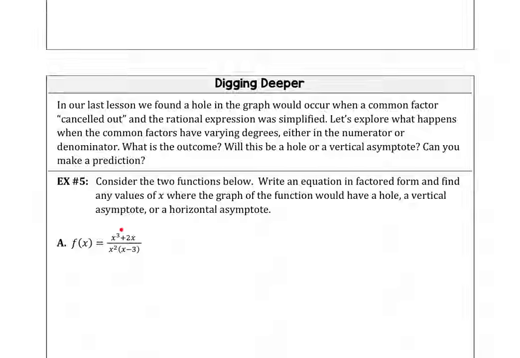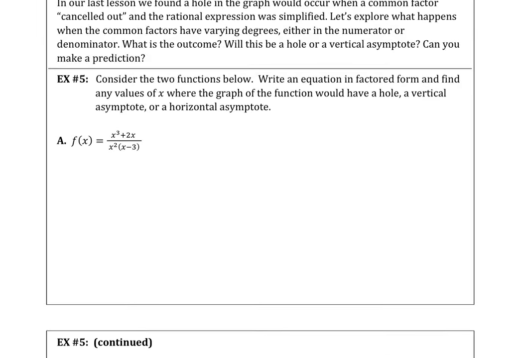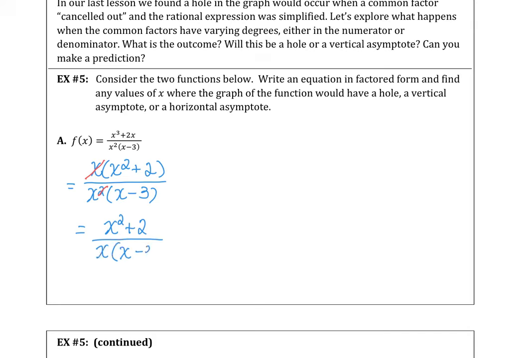So consider the function f of x here. We want to write an equation in factored form, and find any of the values where the graph would have a hole, a vertical asymptote, or a horizontal asymptote. The first thing we want to do is factor completely. So factoring x out of the numerator gives us x squared plus 2. And x squared is already factored in the denominator. We can take the x out of the top and reduce the x in the bottom. So we're ending up with x squared plus 2 divided by x times x minus 3.